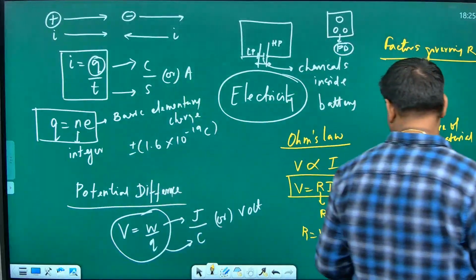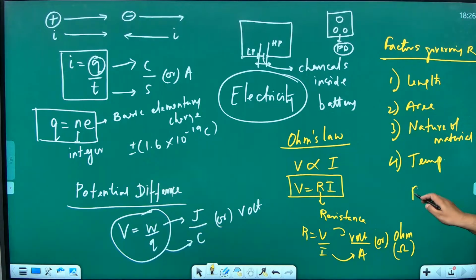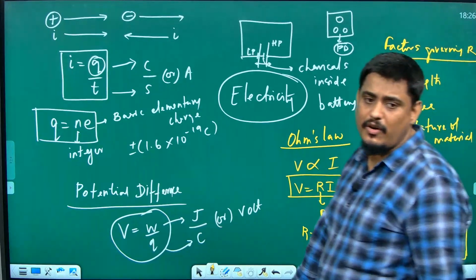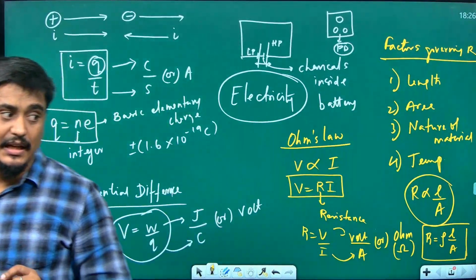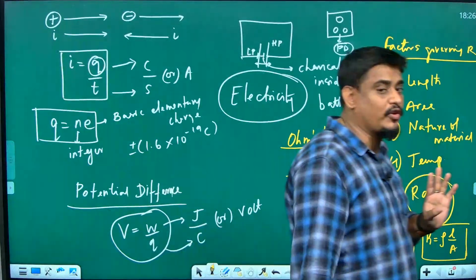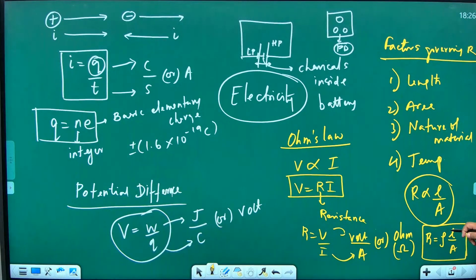So if I do the mathematical part of it, I write R proportional to L and inversely proportional to A. If you remove proportionality, you have to add a constant, and that constant is called rho. R is equal to rho into L by A. Rho is called resistivity. Now what is the speciality of this resistivity? Resistivity does not depend upon length and area of cross section. It depends only on nature of material and temperature. This question has come in the board exam many times.